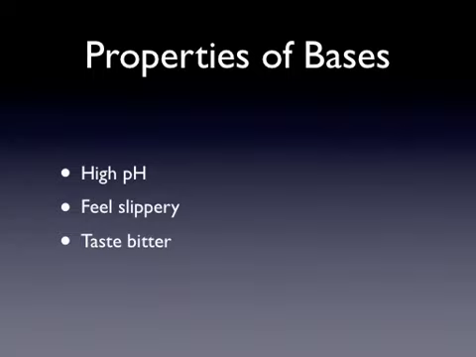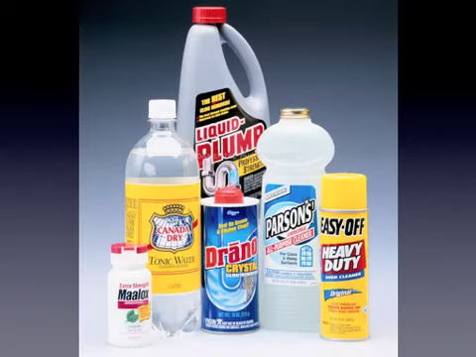Some properties of bases include a high pH. They often feel slippery like soap and have a bitter taste. Here are some examples of household bases. Notice that they're things like antacids, or drain cleaner, or glass cleaner.